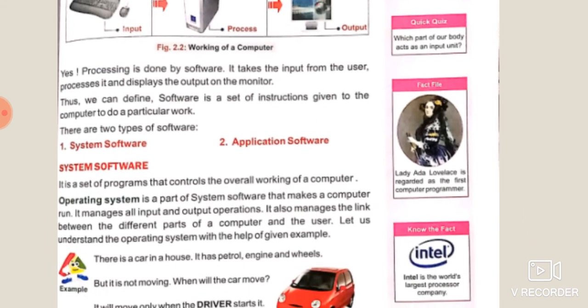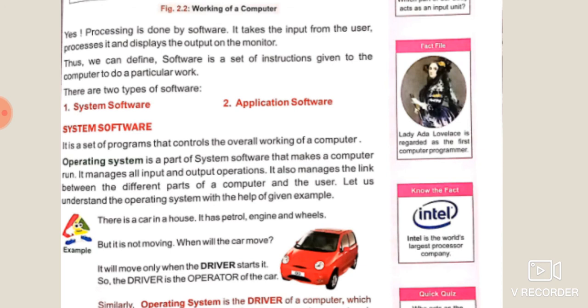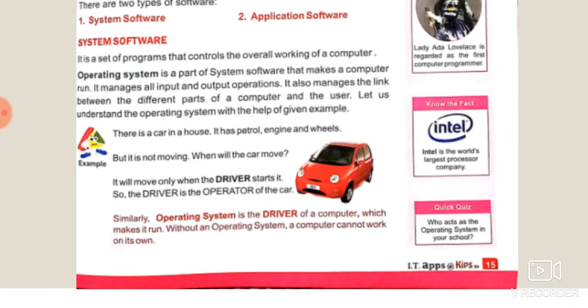Next in the fact files, Lady Ada Lovelace is regarded as the first computer programmer, meaning she is the one who made the first program for the computer system. So you need to remember this name, Lady Ada Lovelace, the first lady programmer. Intel is the world's largest processor company, which makes microprocessors. A microprocessor is also a kind of chip which is fixed inside the CPU. The operating system is a part of the types of software, about which I will tell you later.